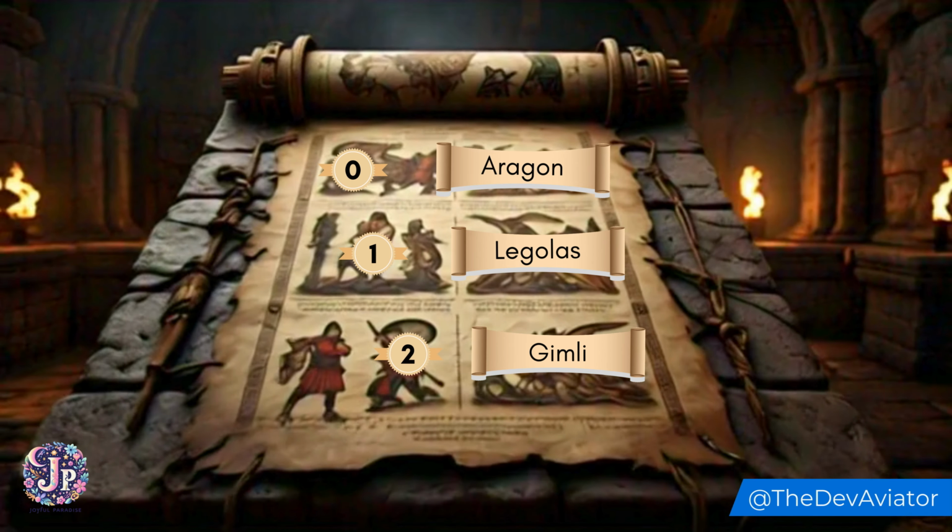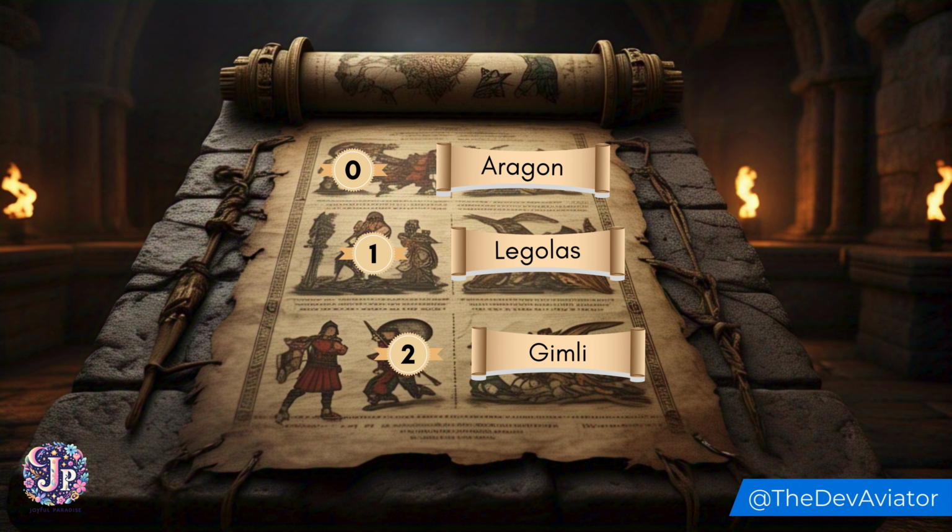An array is like a scroll that holds the names of your champions. Each warrior positioned by index starts from 0. Aragorn leads at 0, Legolas aims at 1, and Gimli grunts at 2.